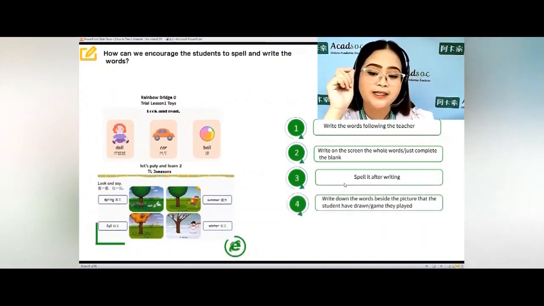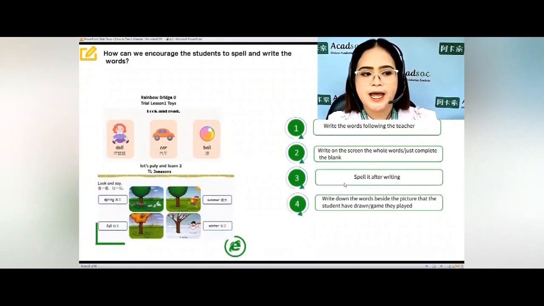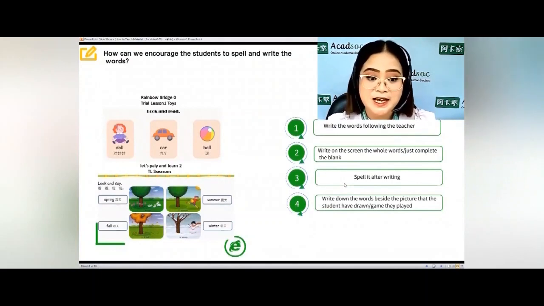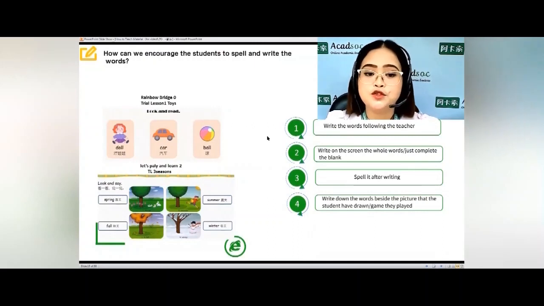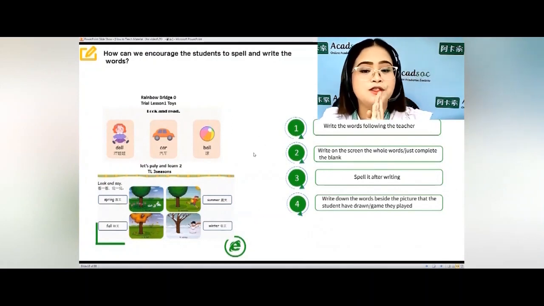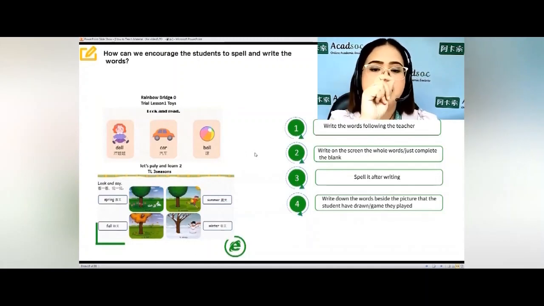Next is write down the words beside the picture that the student has drawn. If, guys, you finish the lesson before the allotted time, 25 minutes, you can do this game. You ask your student, can you draw a ball? Draw a ball. Once the student is done drawing the ball, you tell the student, write the word beside the picture. So let the student draw and let the student write the word beside it.